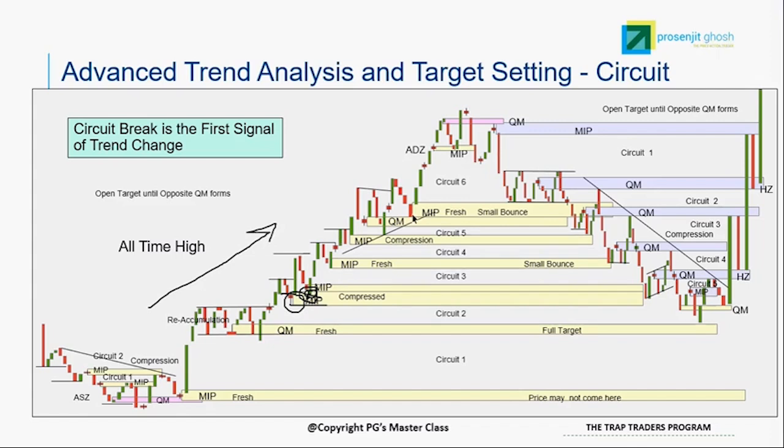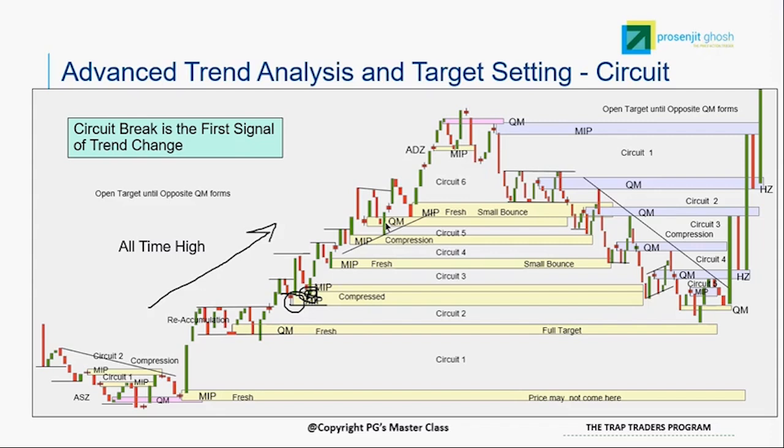Until and unless you draw the circuit, you will never know whether the circuit is intact or broken, okay? So once you do that, you will know where. If you have failed to enter here, then you will wait for another MIP to get created or a QM to get created to enter the trade.